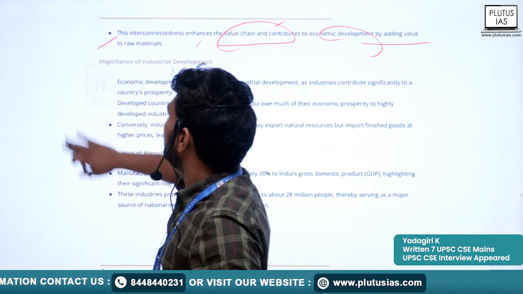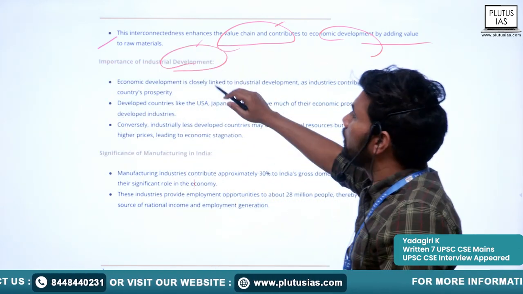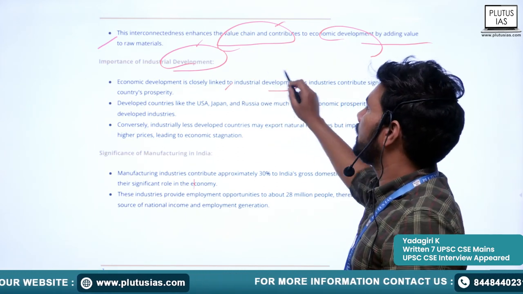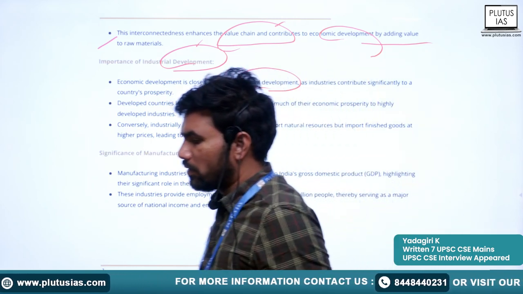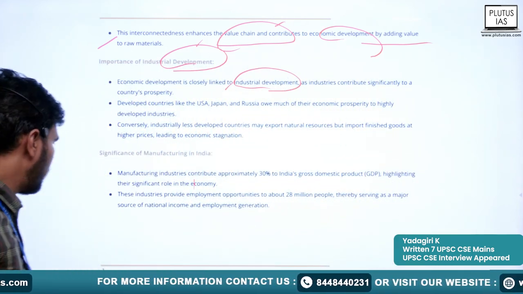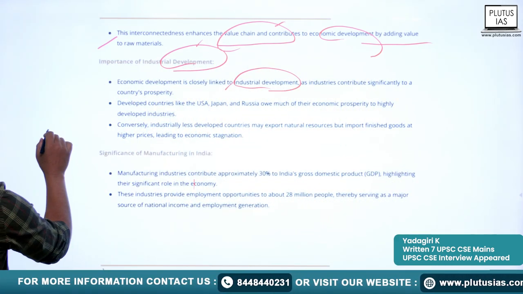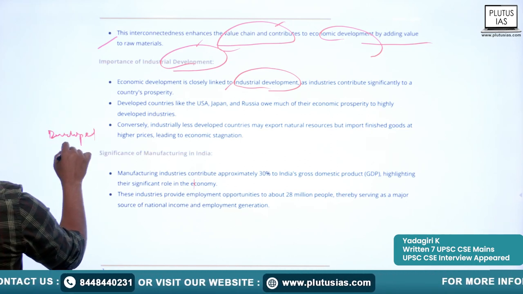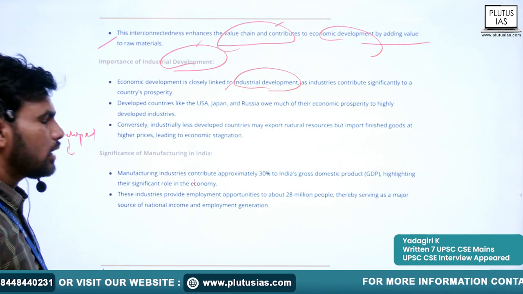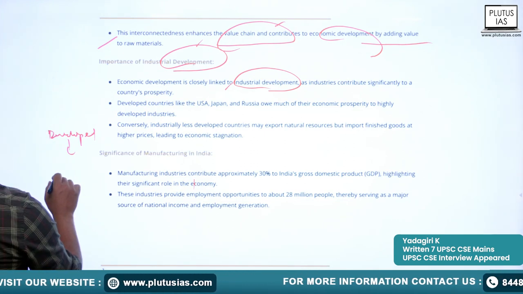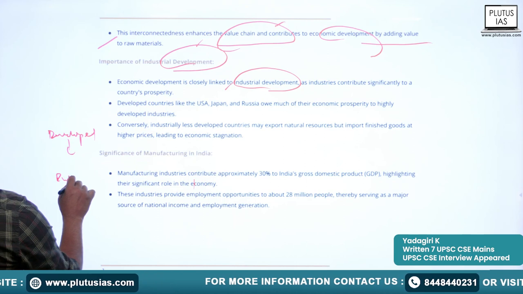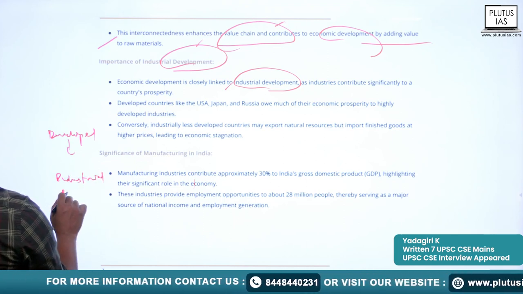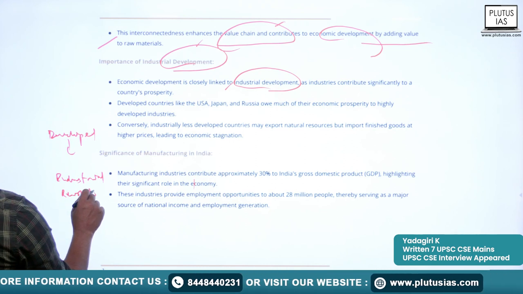After that, if you see the importance of industrial development, economic development is closely linked to industrial development. Industrial development is very, very important for economic development, because if you see all the developed countries, before they were called developed countries, an industrial revolution had occurred in them.